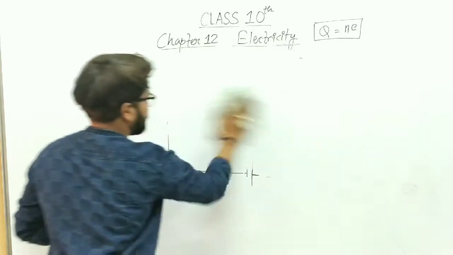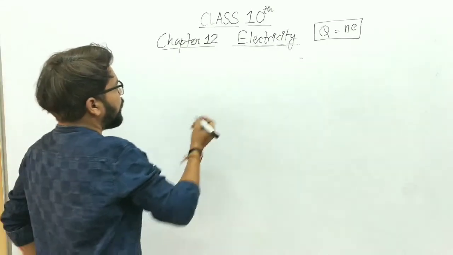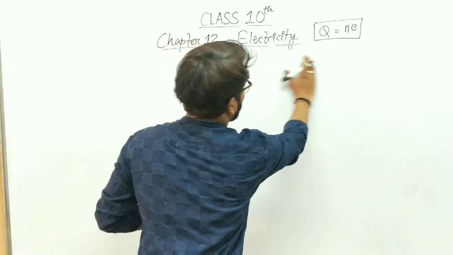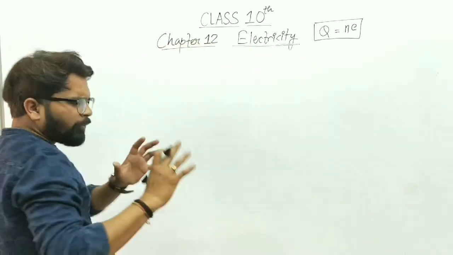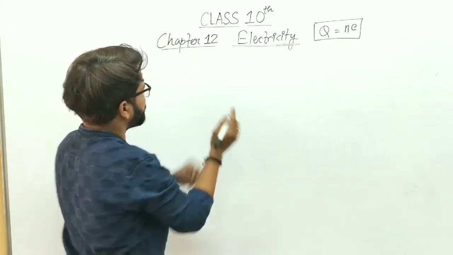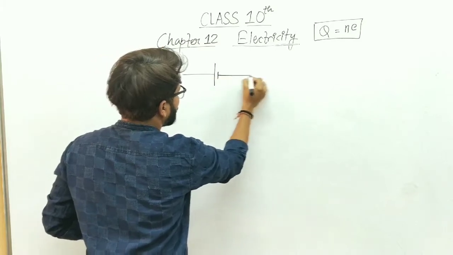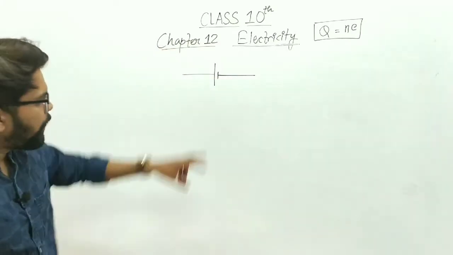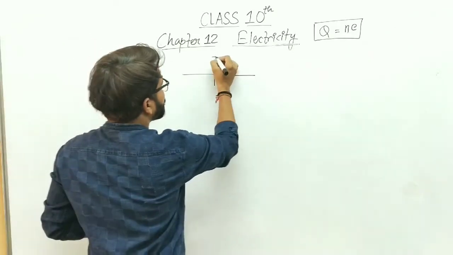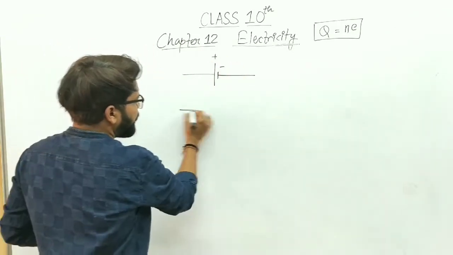Okay, many things are going to be discussed here now. Before I start drawing a basic circuit diagram, I am going to discuss a few things which are important to you all. That is the notation of a cell. A cell has a positive terminal and a negative terminal.